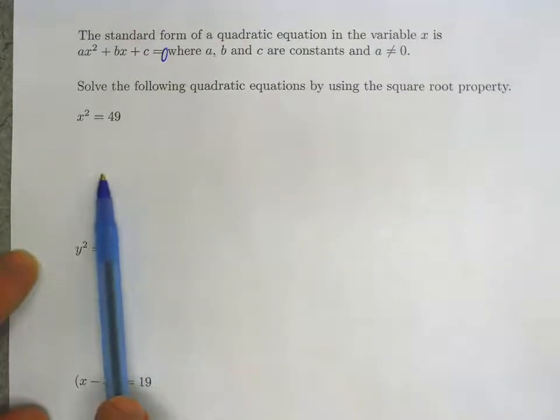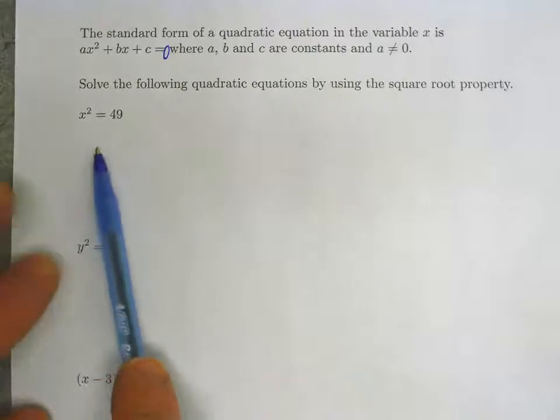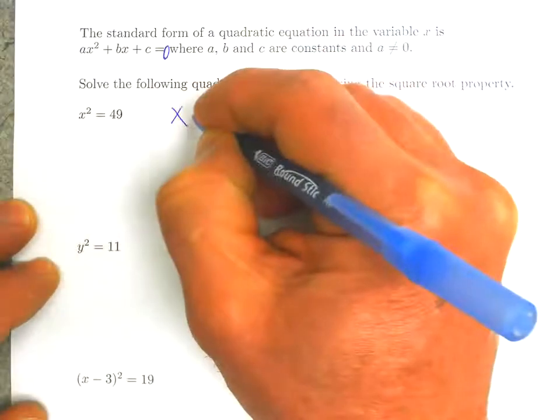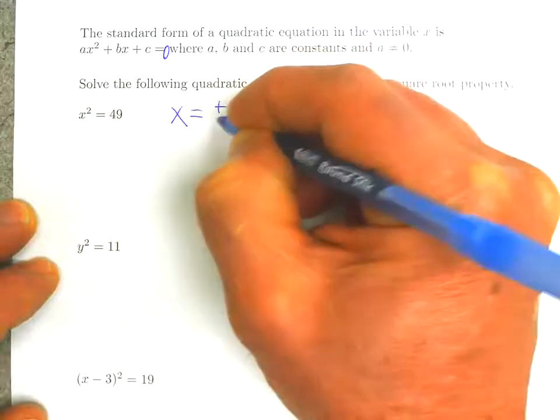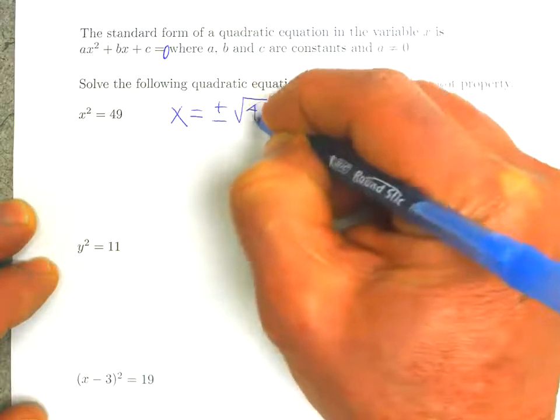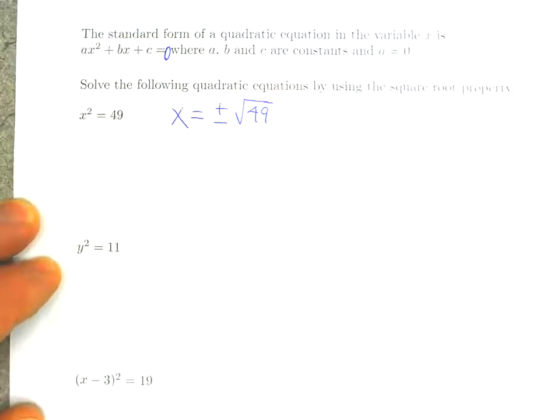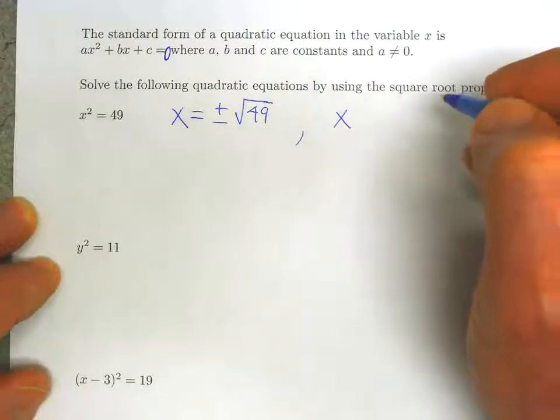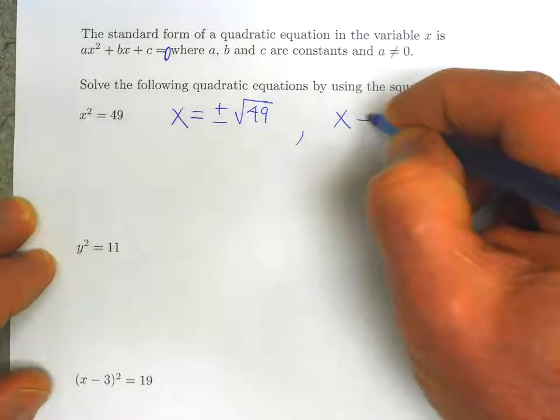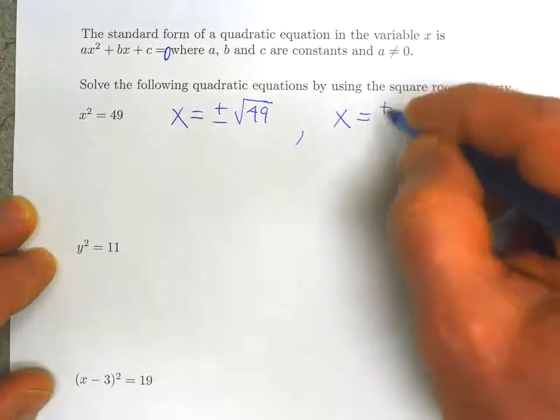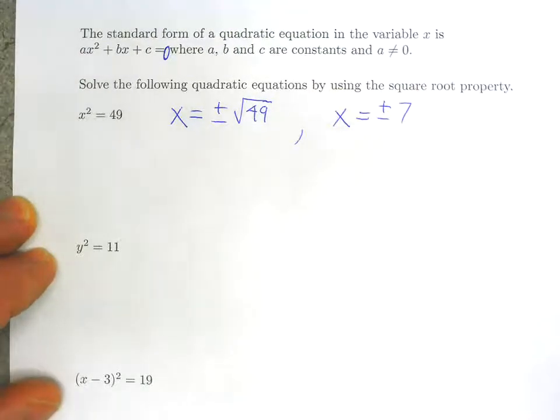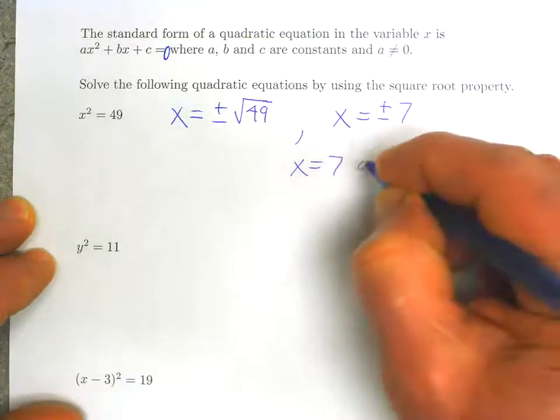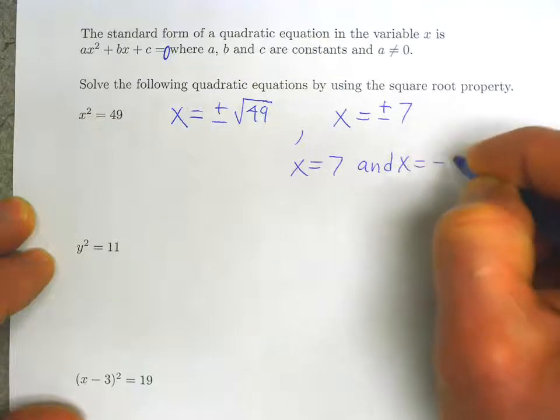Solve each equation using the square root property. If x squared equals 49, then applying the square root property, we get x equals positive and negative square root of 49. And we always simplify square roots when we can. Since the square root of 49 is 7, the two solutions are positive and negative 7. If you write the solution separately, it's x equals 7 and x equals negative 7.